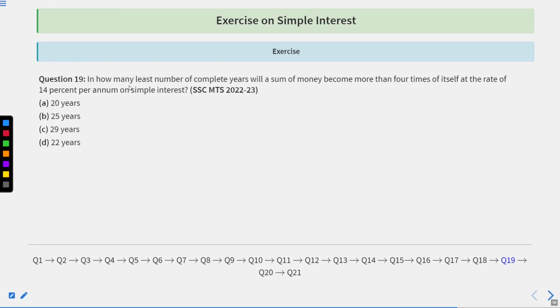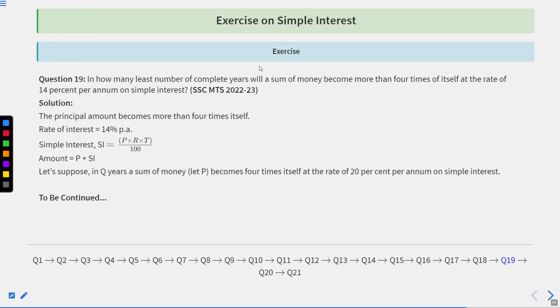Question number 19. In how many least number of complete years will a sum of money become more than 4 times of itself at the rate of 14% per annum on simple interest? So let us have a look over the solution. The principal amount becomes more than 4 times itself. The rate of interest is equal to 14% per annum. So simple interest will be PRT upon 100. So the amount is equal to P plus SI.